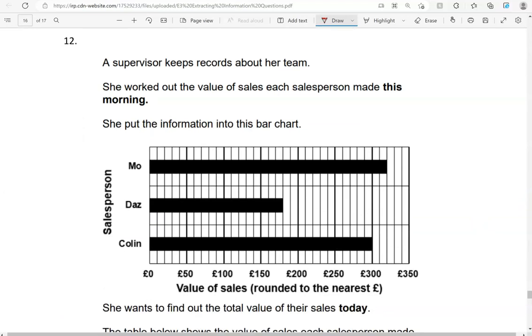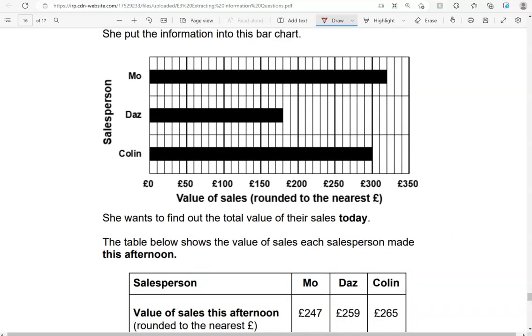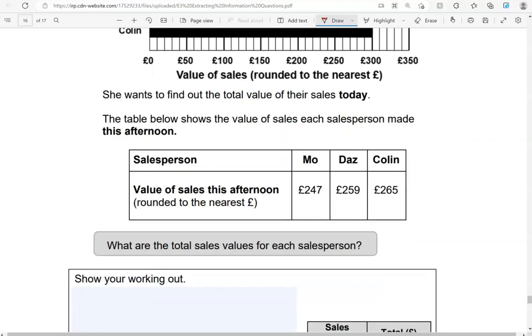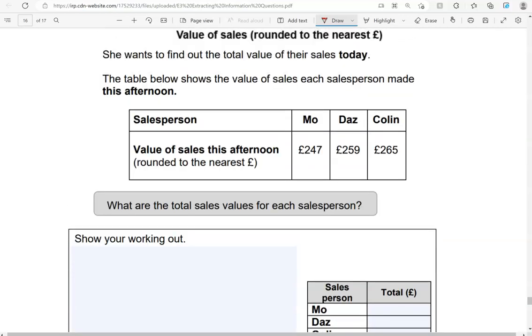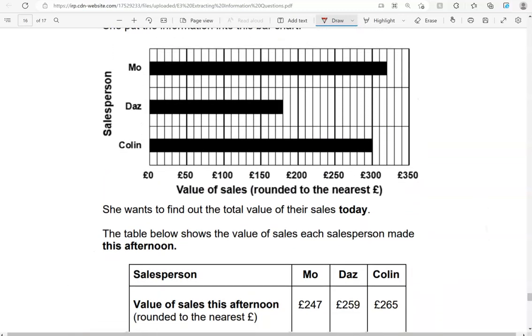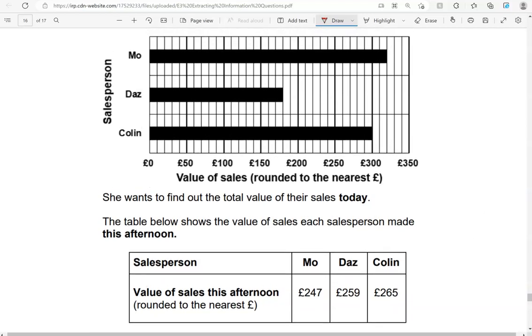A supervisor keeps records about her team. She worked out the value of sales each salesperson made this morning. She put the information into this bar chart. She wants to find out the total value of their sales today. The table below shows the value of sales each salesperson made this afternoon. What are the total sales values for each salesperson? Show your working out. So we have the morning sales shown in a bar chart and the afternoon sales shown in a table. We're going to work out the total sales for each person.